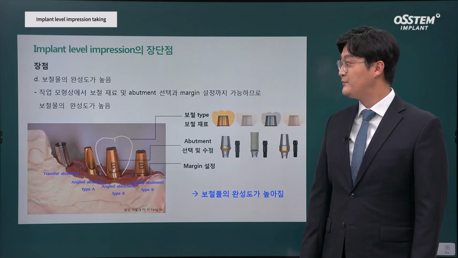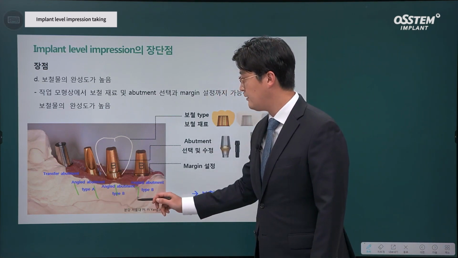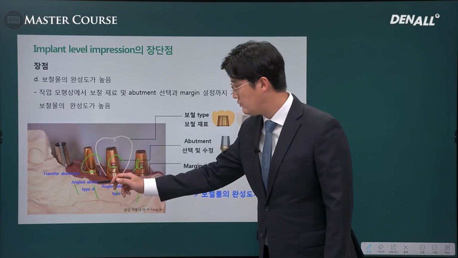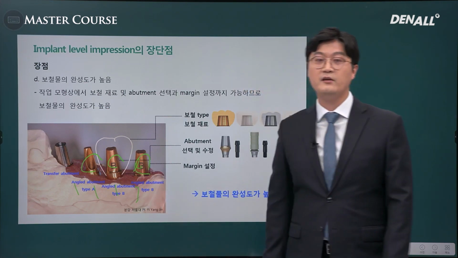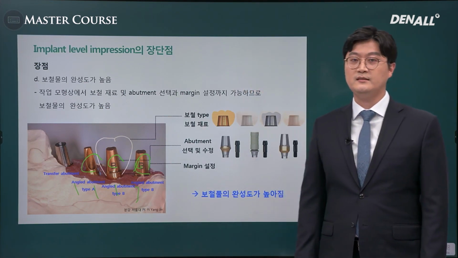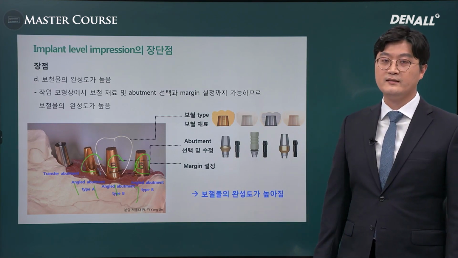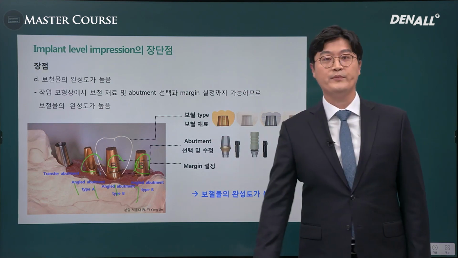I talked about the completeness of prosthetics for multiple implant cases. Extraorally, on the gypsum model, angulated abutments or straight abutments can be connected before fabricating the prosthesis. Thus, prosthetic completeness can be higher as there is no need to select abutments in the mouth.